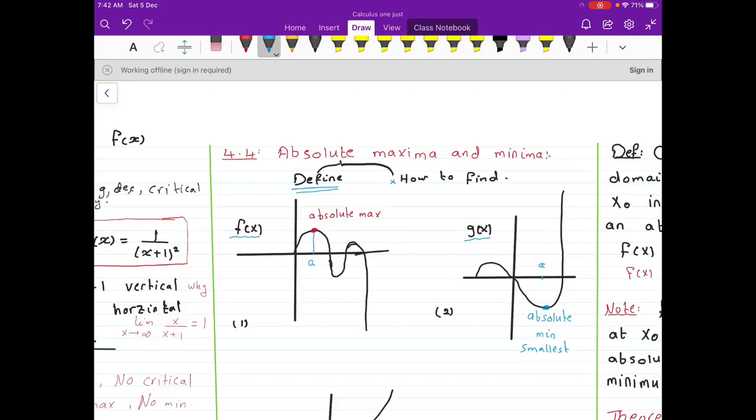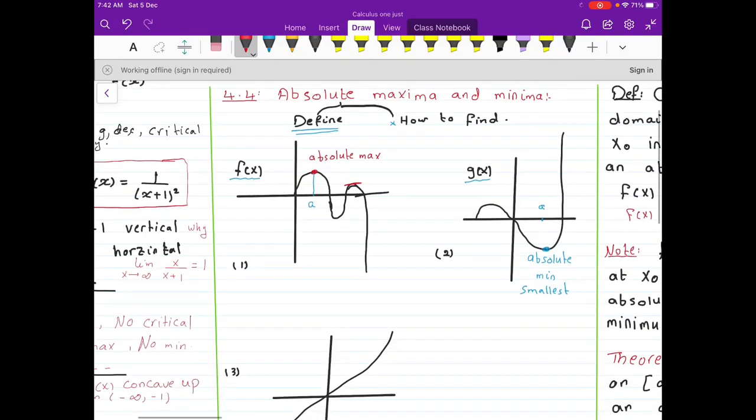لاحظ إنه this function has a local max. This function has a local max in this interval. This is a local max. But the largest one in the interval will be the absolute max.